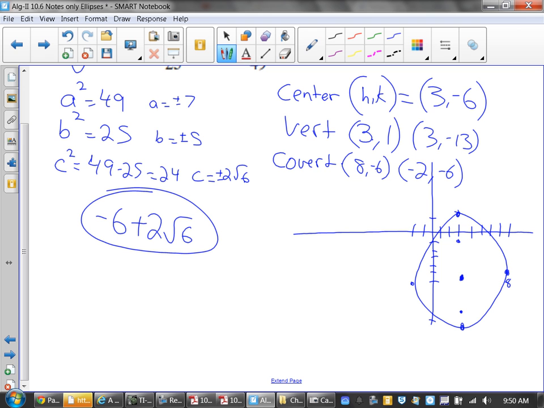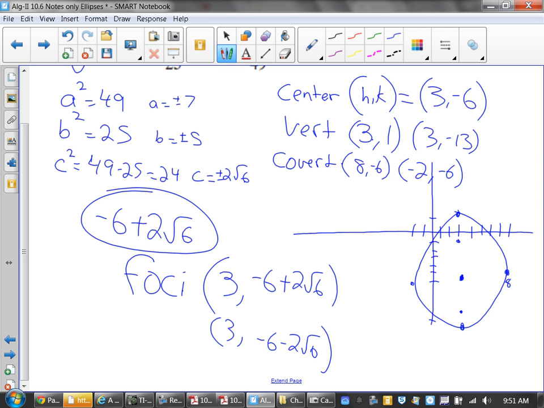When I'm working with the focus, in this example, since it's stretched up and down, which coordinate doesn't change? 3. The 3, the x-coordinate. So for both of my foci, the x-coordinate is going to be 3. One of them would be -6 plus 2√6. The other one would be -6 minus 2√6. And that is how you leave your answer.